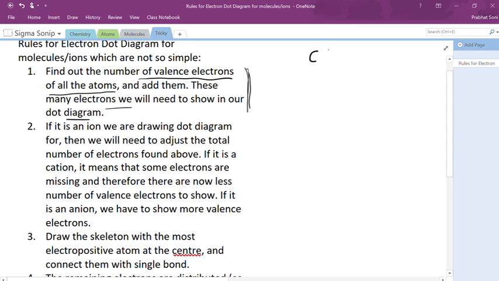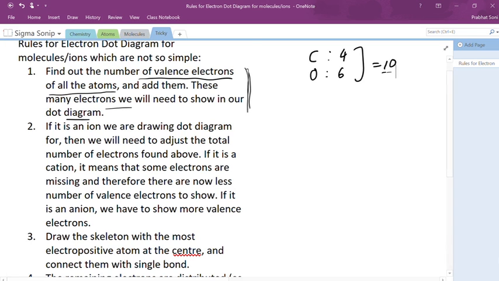Carbon has 4 valence electrons, oxygen has 6 valence electrons. That gives me a total of 10 valence electrons that I need to show in my diagram. Somewhere I'll need to show these 10 electrons. If it is an ion we are drawing the dot diagram for, then we'll need to adjust the total number of electrons found above. This is not an ion, so at this stage I will skip step number 2.